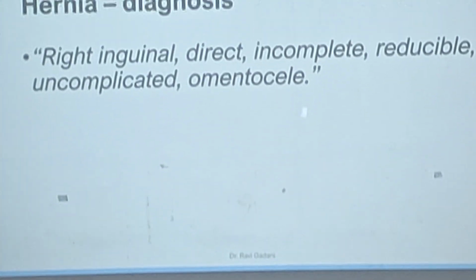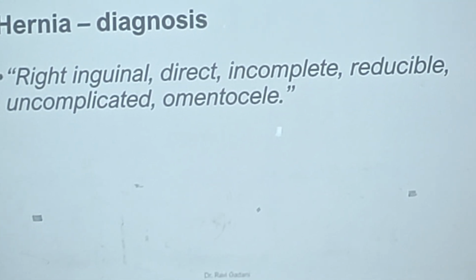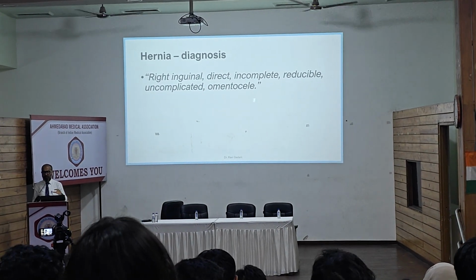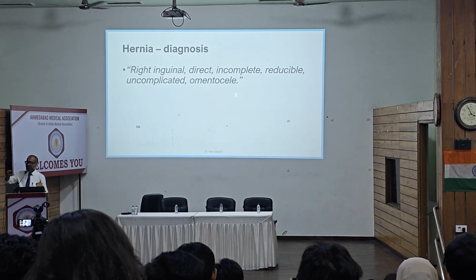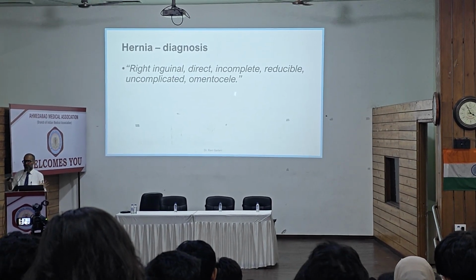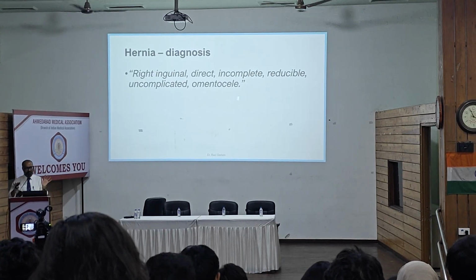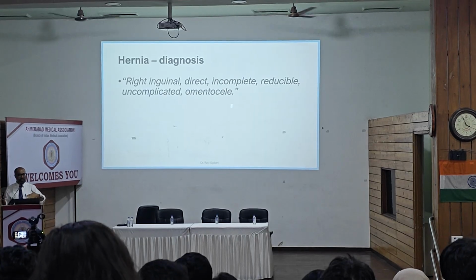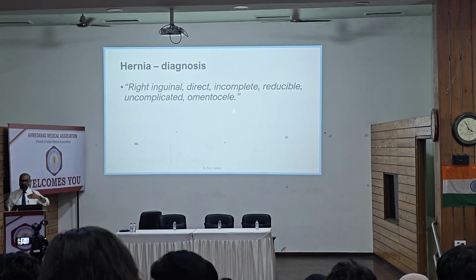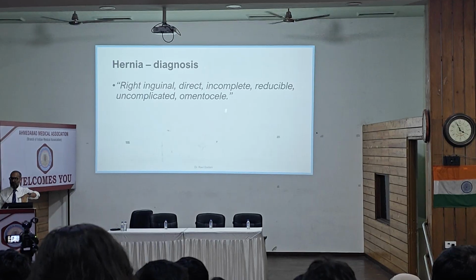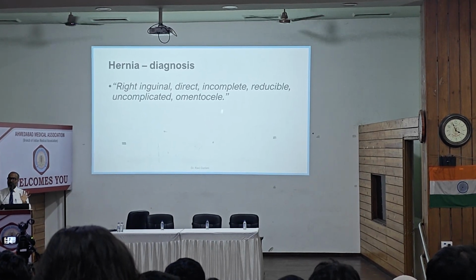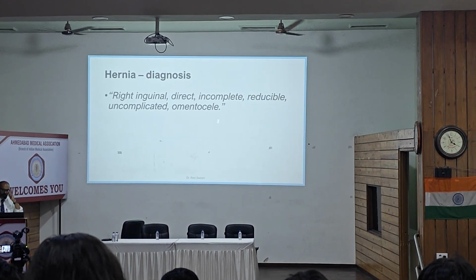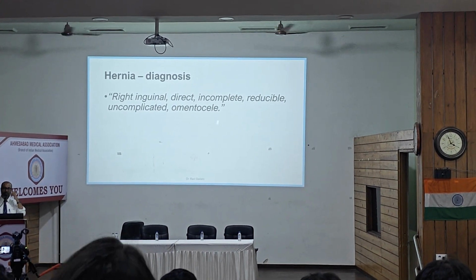So when you say the diagnosis, you will include all the components in hernia. What side? Inguinal or femoral, direct or indirect, incomplete or complete. Most direct hernias are never complete because they are coming through the posterior abdominal wall. They cannot really find a place to descend all the way inside the scrotum, whereas indirect can, right? So if you are sure of direct, then usually it would never be a complete hernia. Incomplete, reducible, uncomplicated, and whether omentocele or enterocele.